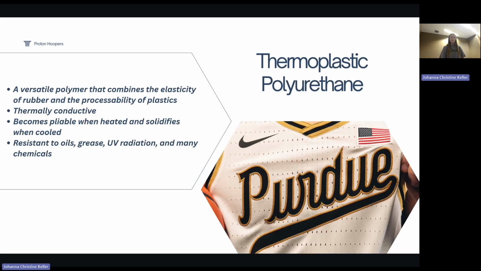Thermoplastic polyurethane is a versatile polymer that combines the elasticity of rubber and the processability of plastics. This means that it is flexible and durable with chemical resistance. It is thermally conductive, meaning it creates a good heat transfer source, and it is pliable when heated and then solidifies when it's cooled. Lastly, it is resistant to oils, grease, UV radiation, and many chemicals, which is why it's very good for practical wear and use.